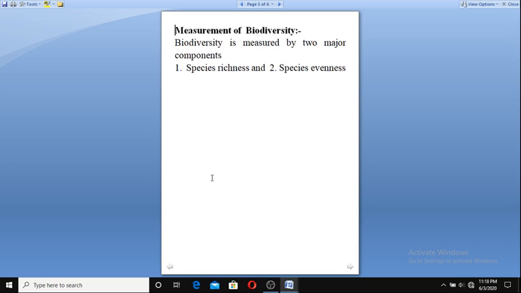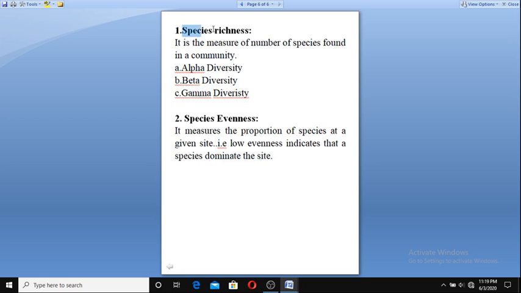Next is the measurement of biodiversity. How can we measure biodiversity? Biodiversity can be measured by two major components, and these are very important: species richness and species evenness. Species richness is the measurement of the number of species found in a community. It can be alpha, beta, and gamma. So these are the measurements of species.